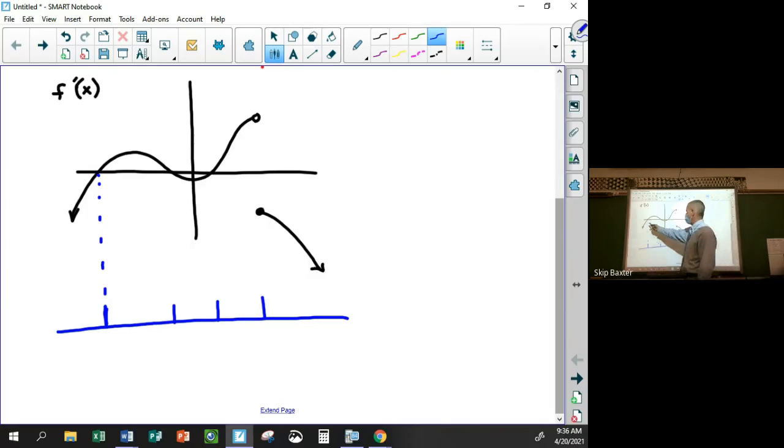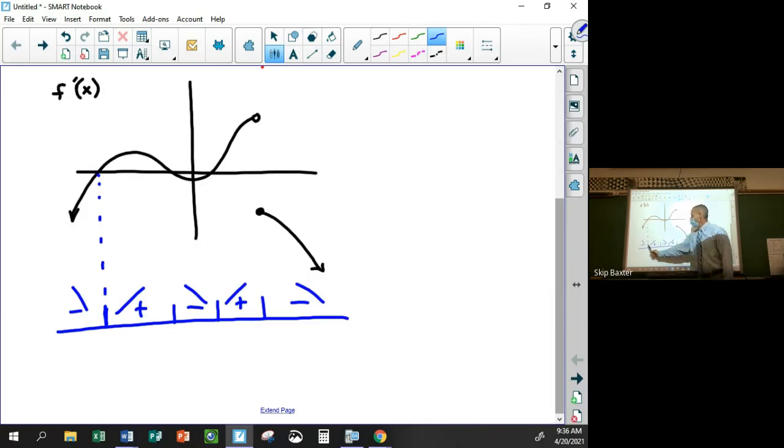And then I'm just going to look at it. This is negative because it's below the x-axis. I'm not looking at the shape of this graph. I'm looking at whether or not it's below the x-axis or above the x-axis. So this is negative, and then it's positive, and then it's negative, and then it's positive, and then it's negative again. So then I know that it's decreasing, increasing, decreasing, increasing, decreasing.